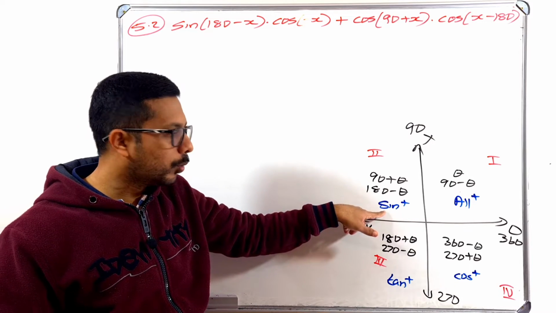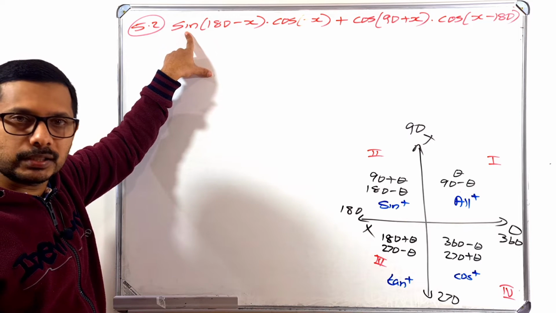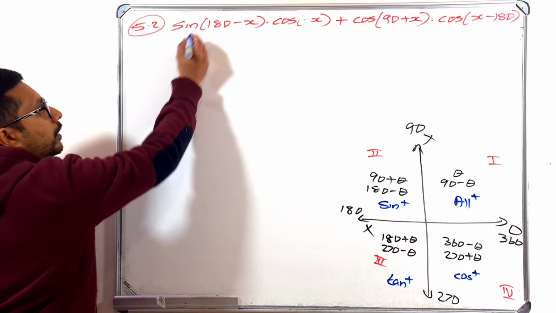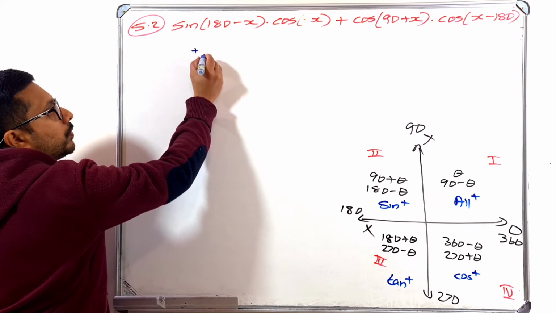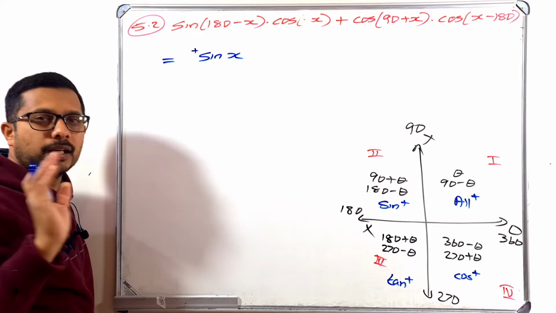Second quadrant, what is positive? Sine is positive. Here what? It is sine. So our answer is this one is positive sine x. Okay, listen once more.